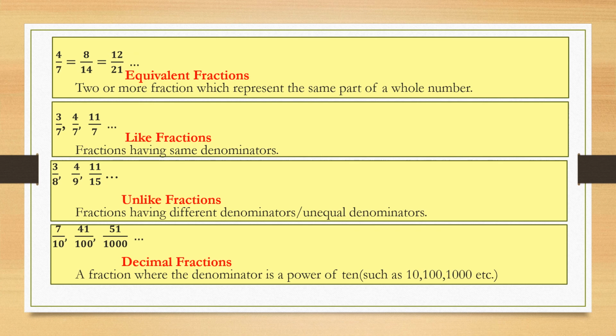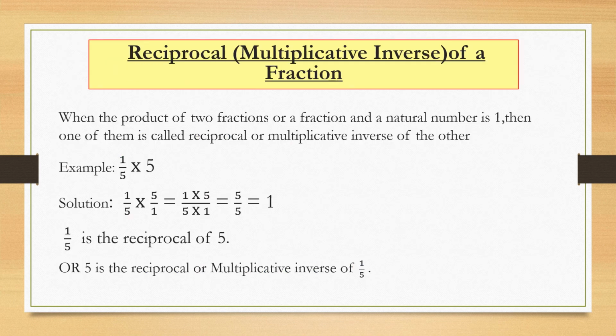Next, decimal fractions. A fraction where the denominator is a power of 10 such as 10, 100, 1000, etc. is known as a decimal fraction. Let's see an example.